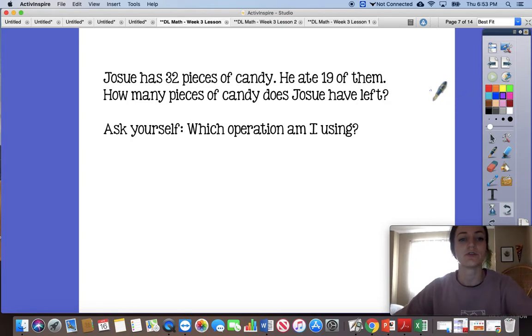Josue had 32 pieces of candy. He ate 19 of them. How many pieces of candy does Josue have left? Okay, so ask yourself, am I adding, subtracting, multiplying, or dividing? I want you to pause the video on this one and try it on your own. See what operation you would use. Go. All right, so hopefully you found your answer. For this problem, since it says he ate 19 of them, we're going to subtract, right? 19 of them are gone. So we're subtracting, or we're taking away. 32 pieces of candy, I have to start with my total when I'm subtracting, and I'm going to subtract the 19 that he ate.